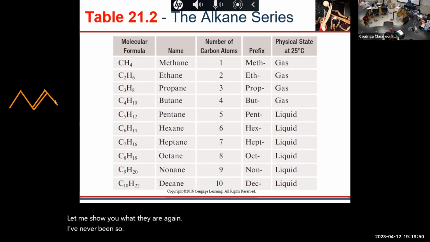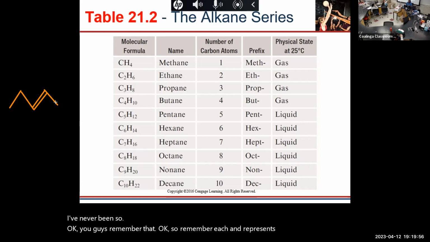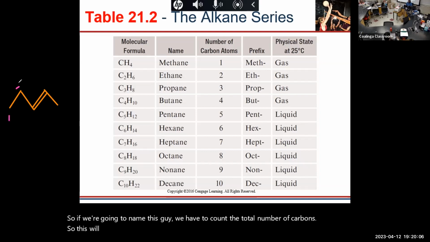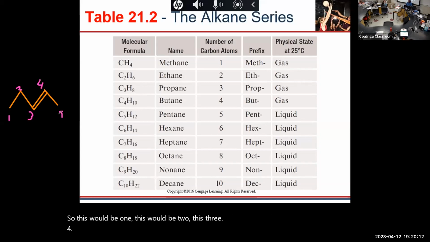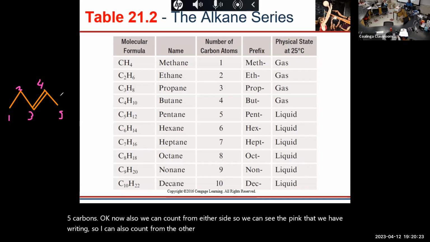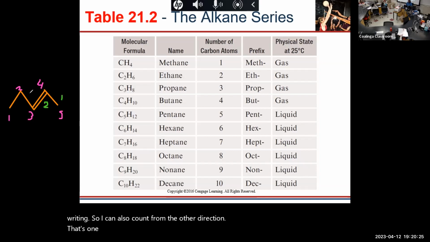Okay, gotta remember that. Remember, each bend represents a carbon. So if we're going to name this, we have to count the total number of carbons. This would be 1, 2, 3, 4, 5 carbons. Now, we can also count from either side. I can also count from the other direction: that's 1, 2, 3, 4, 5.